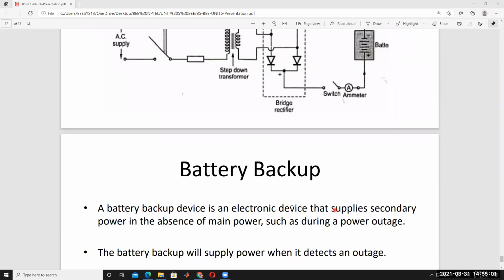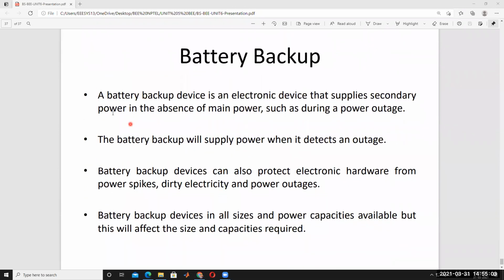And then battery backup. A battery backup is an electronic device that supplies secondary power in the absence of main power. That is the use of a battery backup. When main power is switched off, such as during a power outage or power cut, the battery backup is used. Battery backup will supply power when it detects an outage.